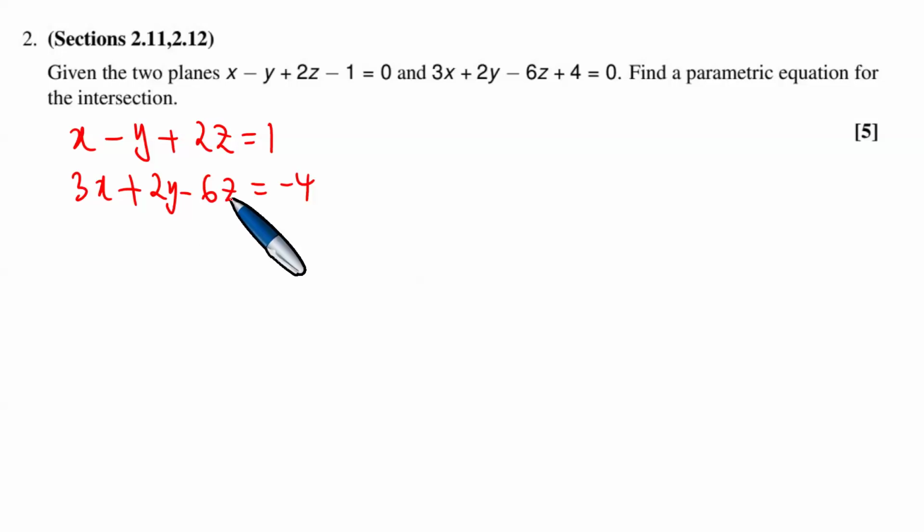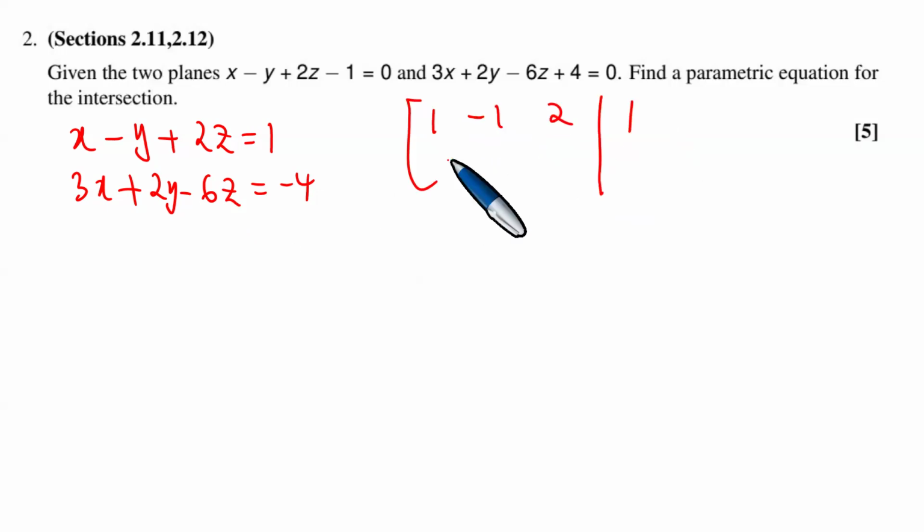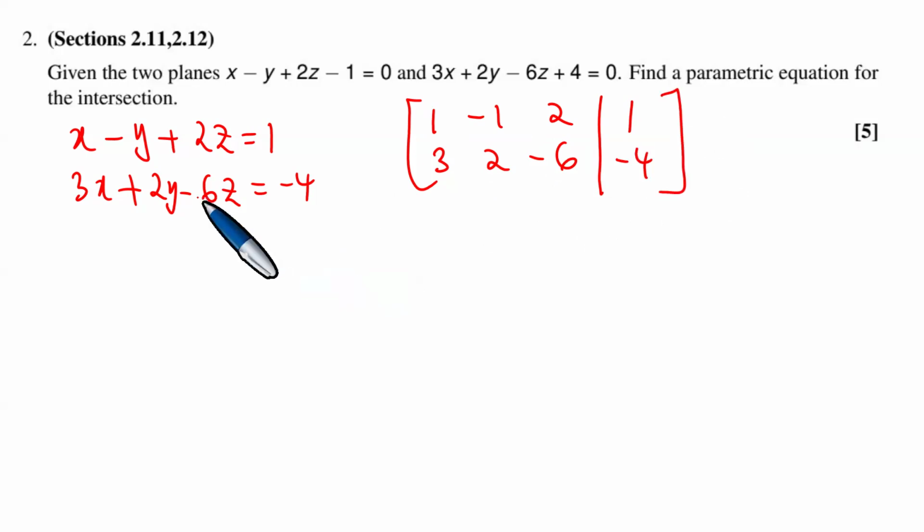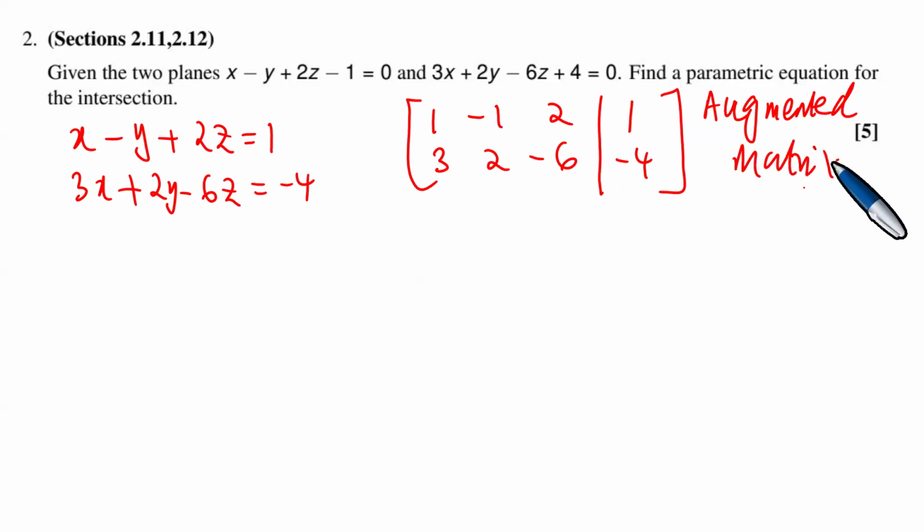So what we have here, therefore, is as follows: 1, minus 1, 2, 1, and 3, 2, minus 6, minus 4. Okay, these are the equations of the planes, but we have put them together into what we call an augmented matrix, and we have written that in the form of an augmented matrix. All right, so in this augmented matrix, we're going to solve this step by step.